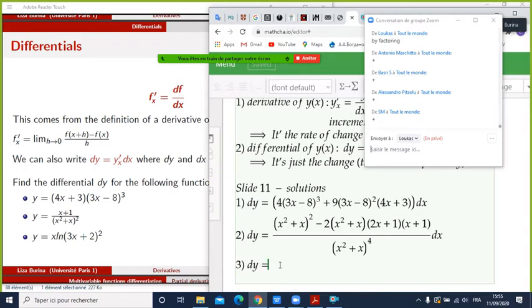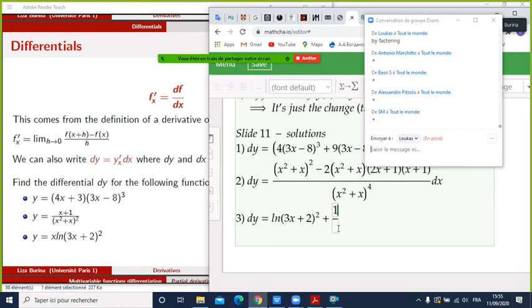And then for the last one, real quick, we have again a product. For the first term, we're going to have ln of (3x plus 2) squared. And for the second, we're going to have the derivative of this ln. The squared is just the inside part. So this is a chain rule for the logarithm. We're going to have 1 over (3x plus 2) squared.